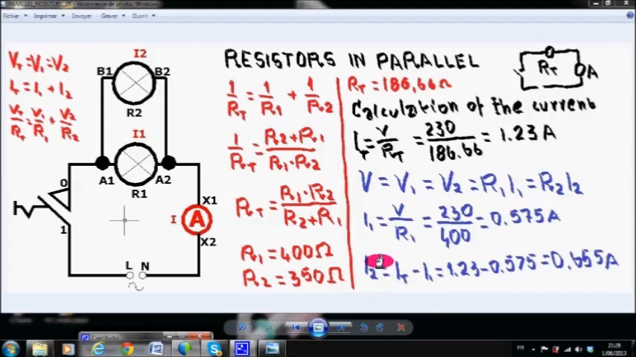But there is another way to find the current that flows through the second resistor. As the current that flows through the main circuit is divided by 2, the main current minus I1 is I2. That's what I've done here. So I2 equals IT minus I1, equals 1.23 amps that you have here minus 0.575, the current that flows through I1. I get the current that flows through I2 equals 0.675 amps. So this is for 2 resistors in parallel.